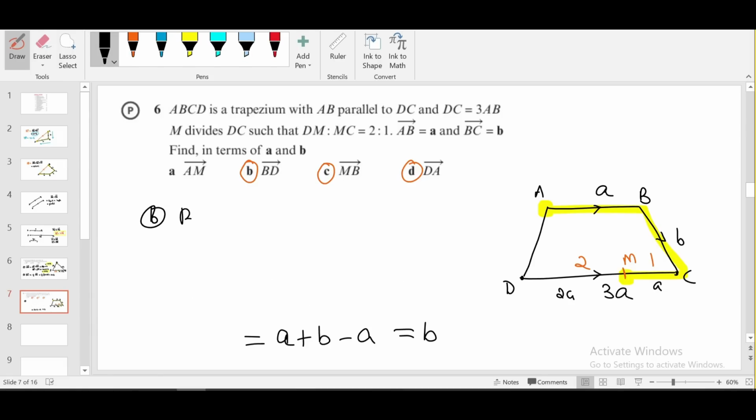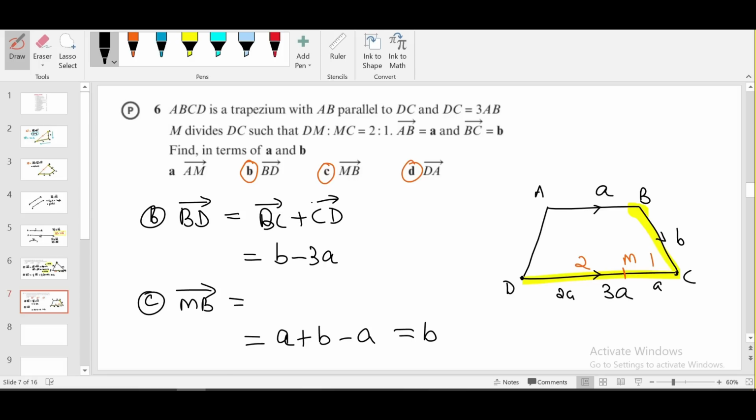BD first, you have to write using vertices first. You need to start from B, reach D. BC plus CD, right? Yeah. BC plus CD. We know BC is B, CD is negative 3A. That's it. Have you got this? Okay. Yes.